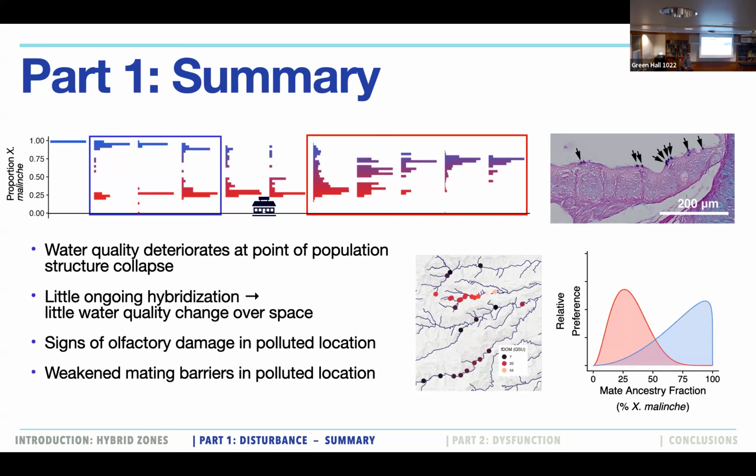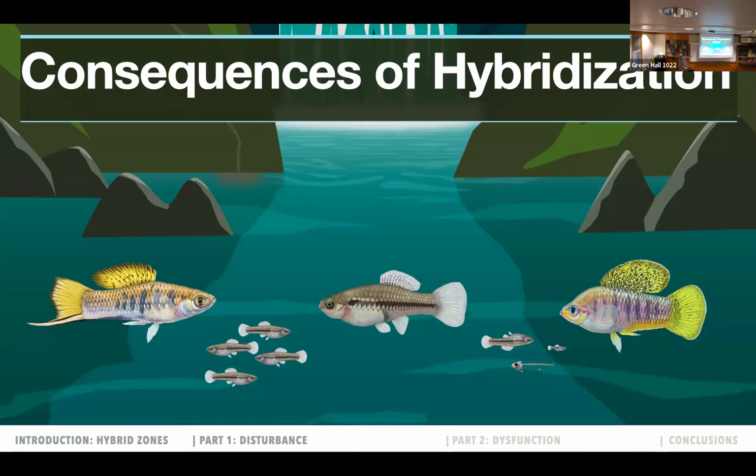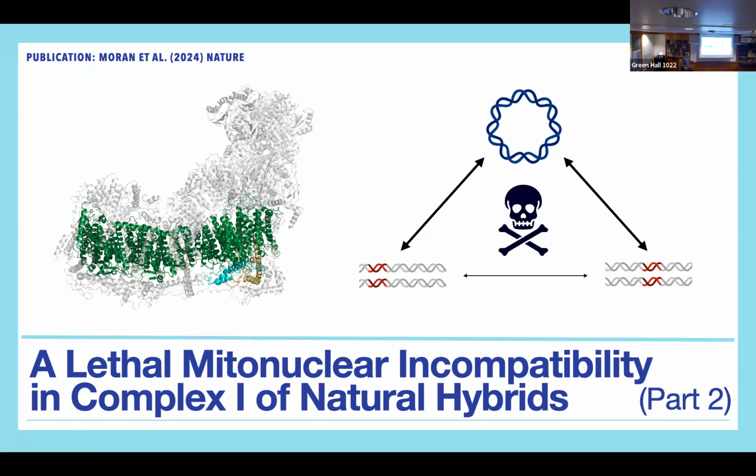So that's the first half. And now the second half, which is going on to the consequences of hybridization, specifically for the fitness of hybrids between Malinche and Birchmanni, which was in the other major wing of the thesis that was in a paper called A Lethal Mitonuclear Incompatibility in Complex 1 of Natural Hybrids, which you might gather from the title, involves mitochondria and being very unhappy when they don't work.